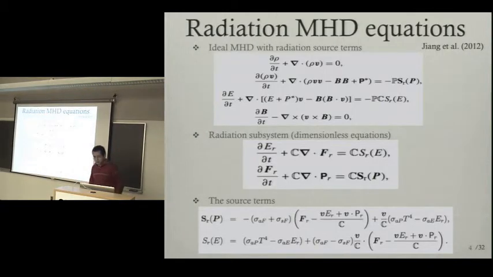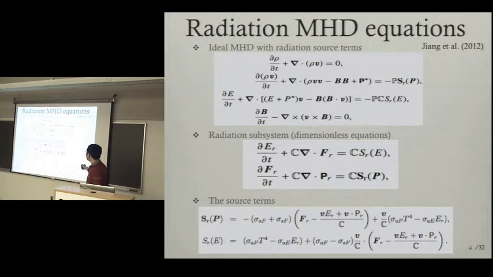So I will start with the equations. There are several things that we want to put in those equations when we study those processes. First is the fluid hydrodynamics, the MHD equations, because we want to calculate the MRI from the simulation consistently, and then we want to put the radiation transfer in. And because the photons are important not only for the energy budget, but also for the momentum, we put in the source terms for both the momentum and energy.